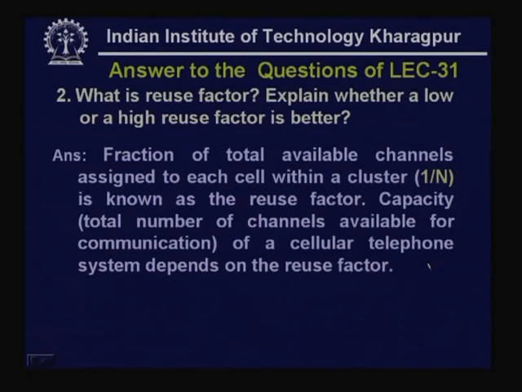Second question was what is reuse factor, explain whether a low or high reuse factor is better. Actually, the fraction of total available channels assigned to each cell within a cluster is known as the reuse factor. So, if you have got n cells in a cluster, then the reuse factor is 1 by n. Capacity of a cellular telephone system depends on this reuse factor. So, as n increases, you have got a larger number of cells, so the covered area in each cell decreases. On the other hand, if n is small, then the area is larger.